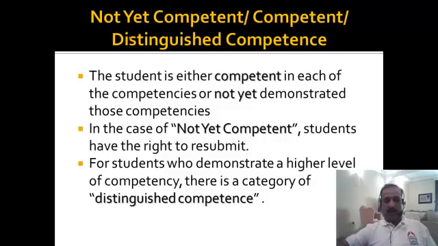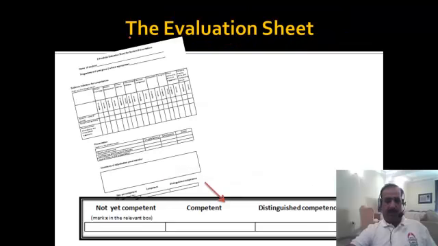Now let's talk about the three categories at the bottom of the evaluation sheet, which represent the final results. By the end, and you will see this on the next screen, we can jump there. You see down here, we have not yet competent. This is the final results. It's down here, all the way below.